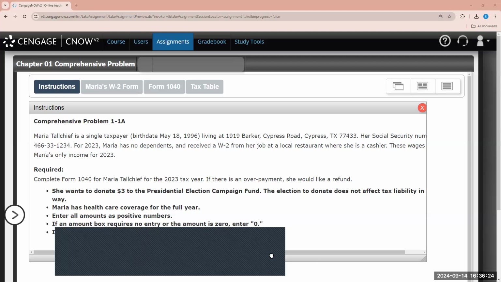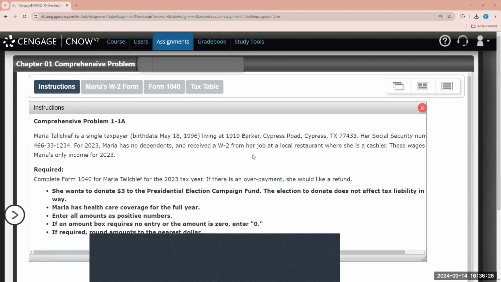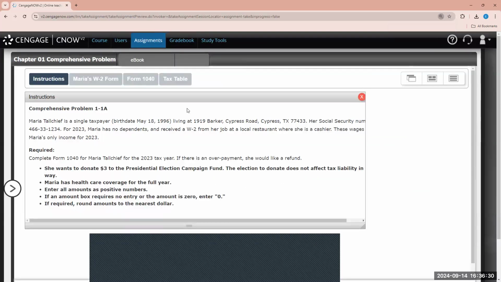We see that there's 4 tabs. The first consists of the instructions. The second, Maria's W-2 form. Then we have Form 1040, and we have the tax table. So the requirements for this problem is to complete Form 1040 for Maria Tallchief for the 2023 tax year. If there is an overpayment, she would like a refund.